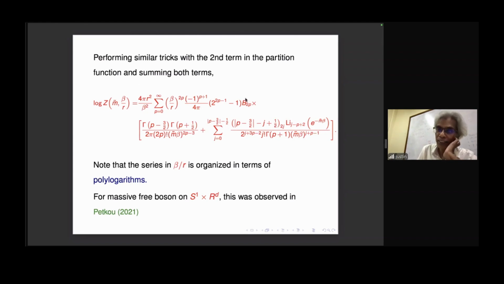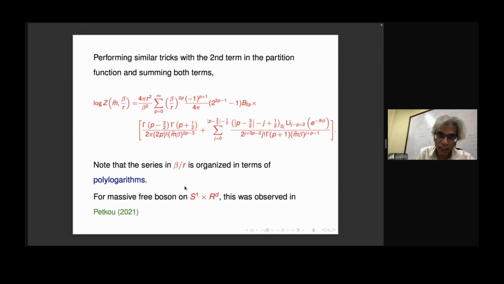Performing similar tricks for the second term, you recall that there were 2 terms in the partition function, you can organize this whole thing in this form. That's also interesting. We can organize this in terms of polylogs. And in fact, at high values of p, negative p is there. Sometimes it's negative, but that is understood as polylogs which truncate. So anyway, it can be organized in terms of a nice series which involves polylogs.